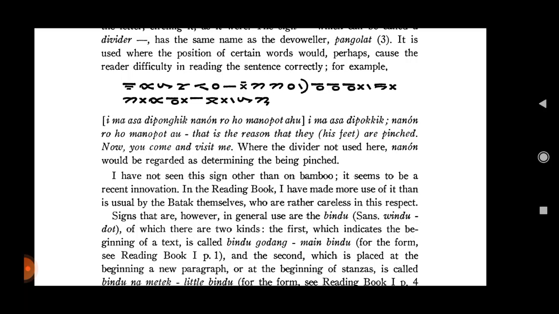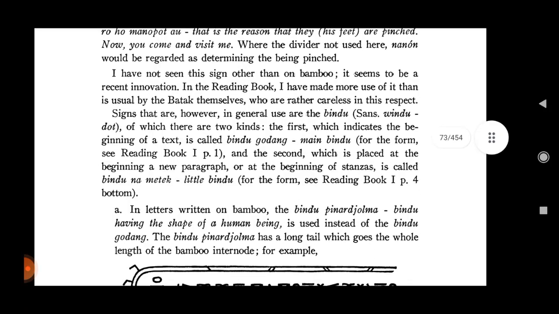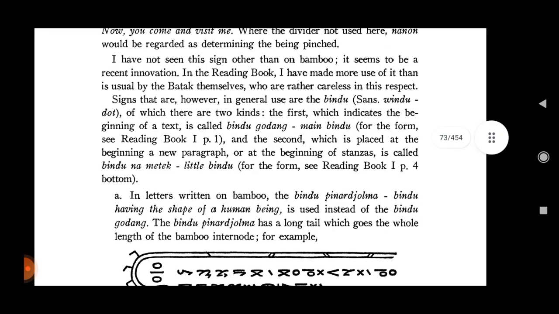For example, ima asa dipokit nanon roho manopotau. That is the reason that his feet are pinched. Now you come and visit me. Where the divider not used here, nanon would be regarded as determined the being pinch.